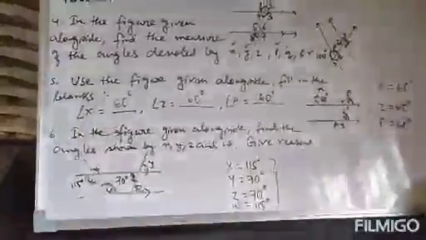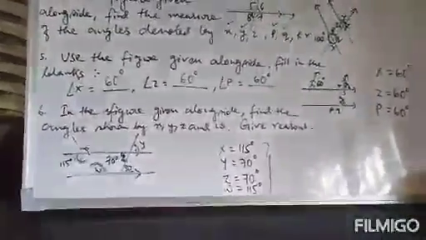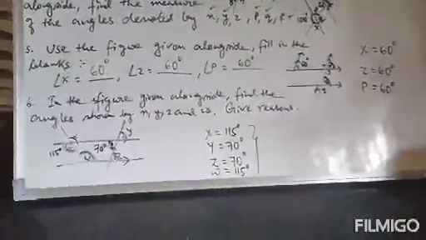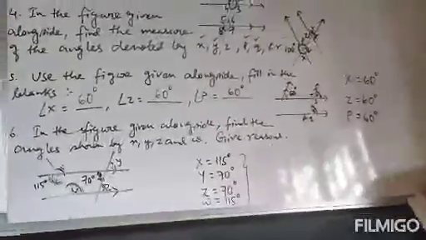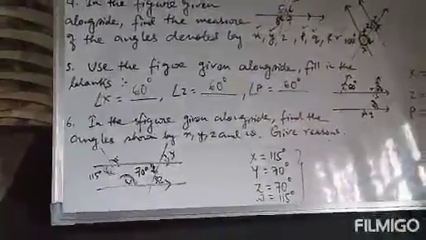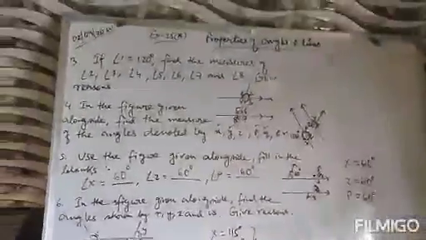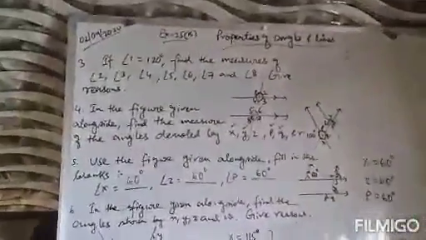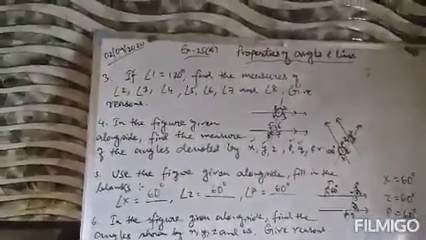All these questions are based on corresponding angles, alternate angles, exterior alternate angles, allied angles. These parts are actually very important. So exercise 25b is solved. In the next session we will solve the next exercise, that is exercise 25c.